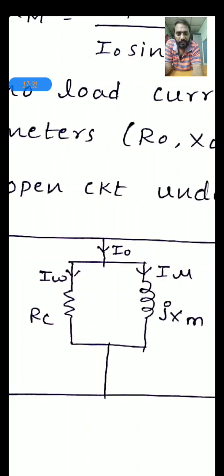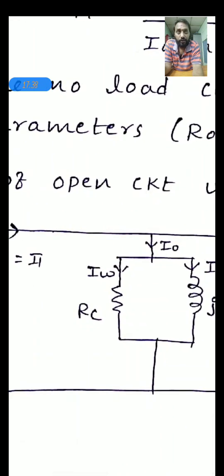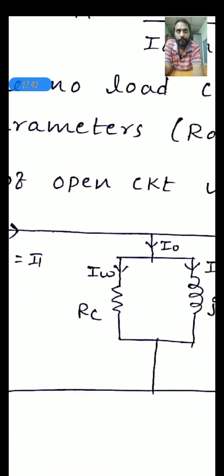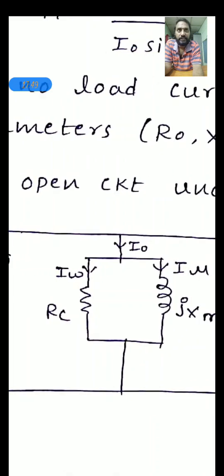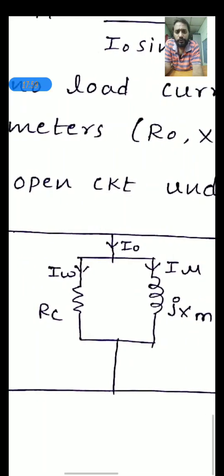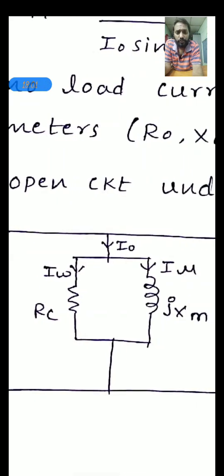If you observe here at this node, this I naught current is divided into two components, IW and IMU. So if you want to find the value of RC, it is equal to V1 divided by IW. What is IW? It is the real component of I naught, right? Because it is resistance and it is reactance. So the real part of I naught is IW. So IW is equal to I naught cos phi naught, and similarly IMU is equal to the imaginary part, that is the reactive component of I naught.